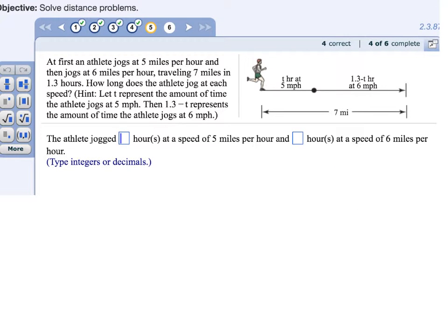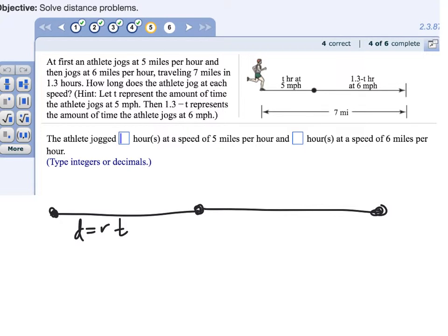All right, so we have an athlete running. First the athlete jogs at 5 miles per hour, and then he jogs at 6 miles per hour. So you've got these two episodes, first and second. In the first, he jogs 5 miles per hour, so we know that this r is going to be 5. And then he jogs at 6 miles per hour, so I'm going to replace that r with a 6.